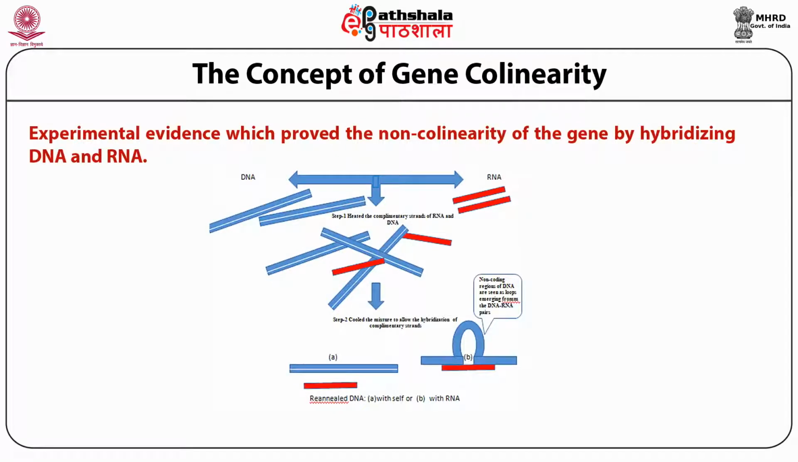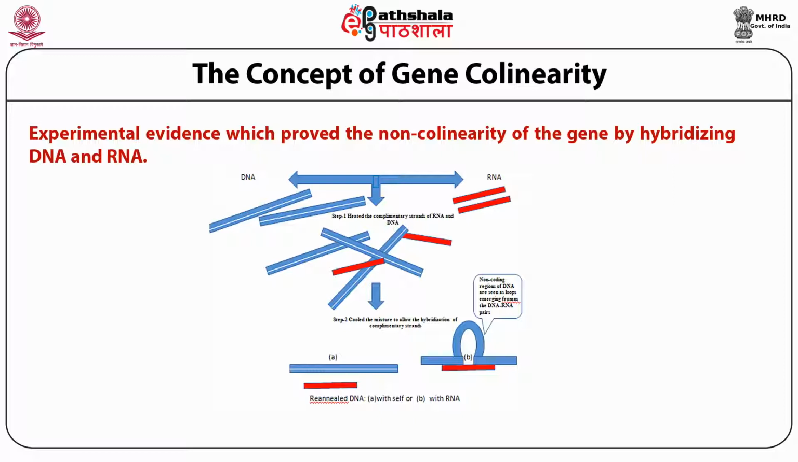Experimental evidence which proved the non-colinearity of the gene by hybridizing DNA and RNA. The concept of colinearity received a blow in 1970 when it was proposed that the coding sequences in the gene of a eukaryotic virus were not a continuous stretch but were interrupted by nucleotides that did not specify amino acids. The non-colinearity of eukaryotic gene was discovered by hybridizing DNA and mRNA.